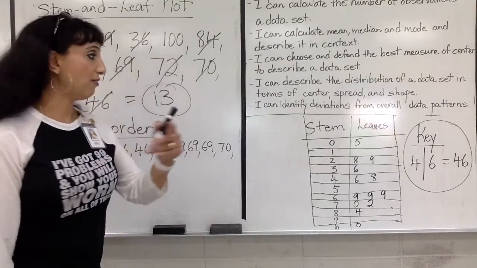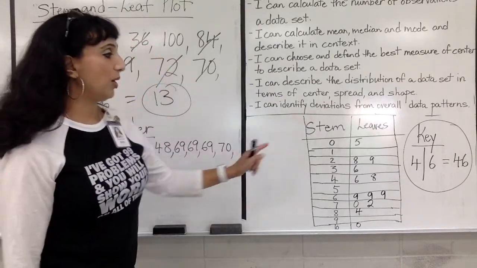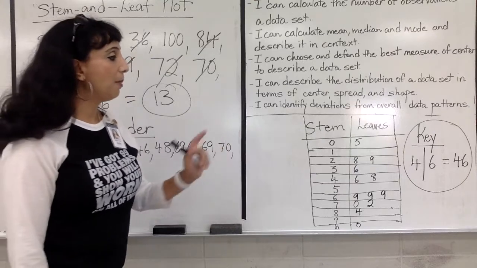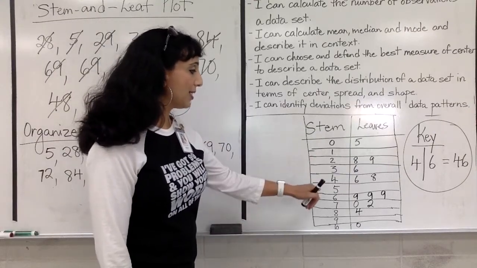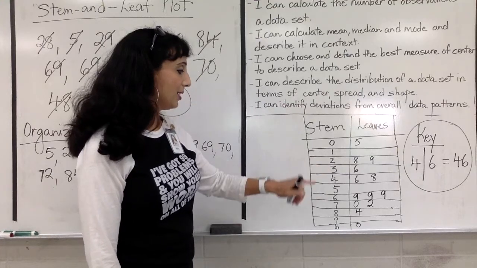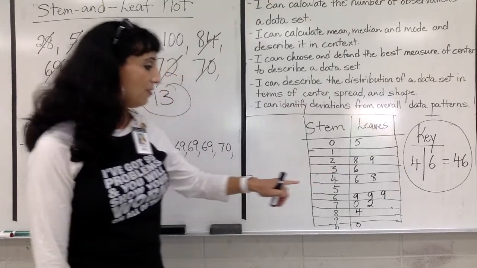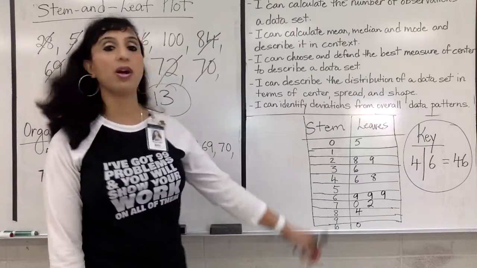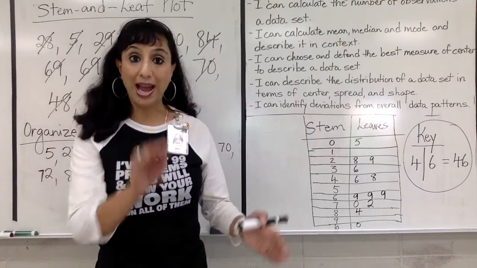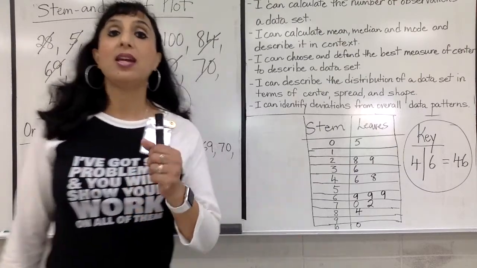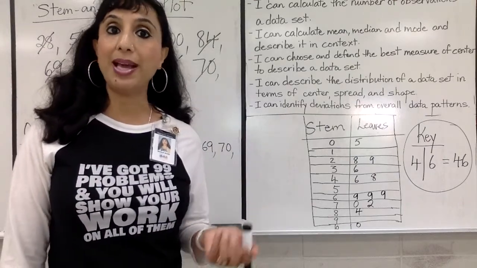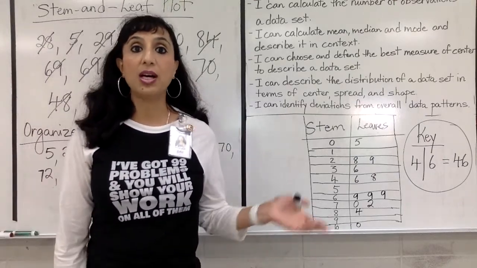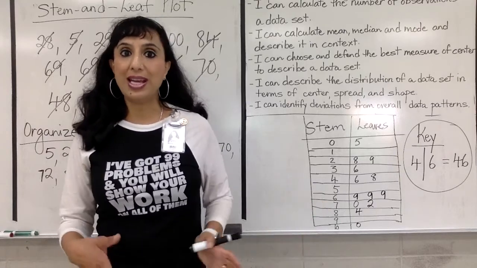If I was to calculate the mean, I would have to do 5 plus 28 plus 29 plus 36 plus 46 plus 48 plus 69 plus 69 plus 69 plus 70 plus 72 plus 84 plus 100. So you would have to add all of them and then divide it by how many there are. And we said there are 13 of them. So divide it by 13 and that would give me the mean of this.